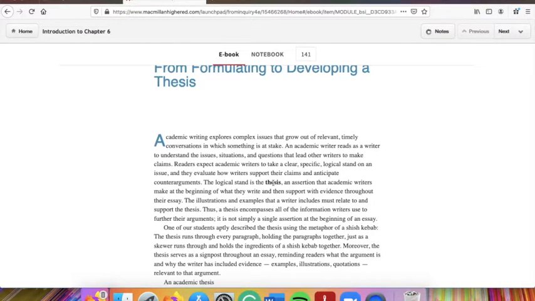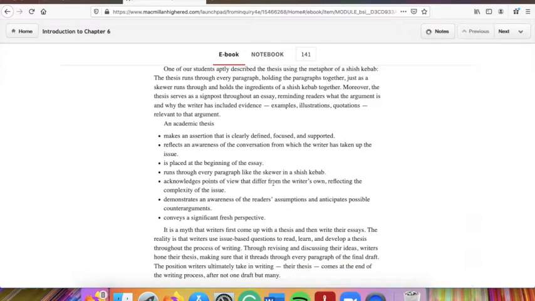But anyways, dictionary.com has the best definition for a thesis or a thesis statement, because a thesis statement is a short sentence, usually one sentence. It summarizes the main point or claim of an essay, research paper, whatever, and is developed, supported, and explained in a text by means of examples and evidence. So as you will see, what they talk about here, that's the best definition. That is what a thesis is. And what they talk about is a thesis makes an assertion that is clearly defined, focused, and supported throughout your essay. That's what you're trying to do.